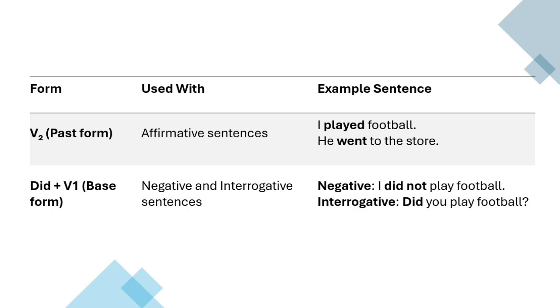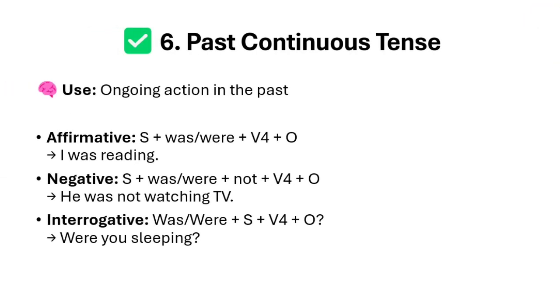Okay, this is what you have to remember. Now let's see past continuous tense. This tense is used to tell about an action which was going on in the past. Now see the affirmative structure. Subject plus was or were plus fourth form of verb plus object.